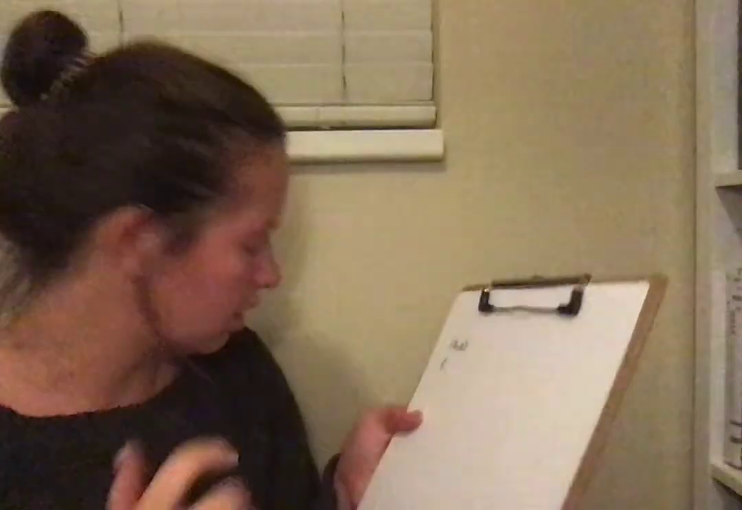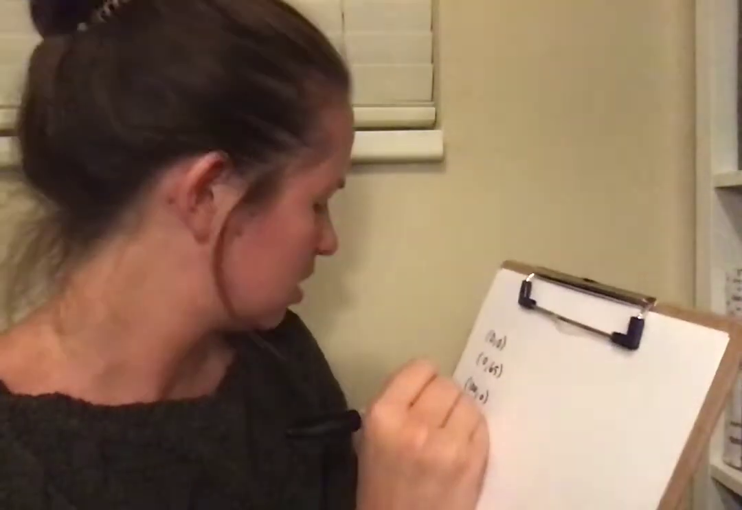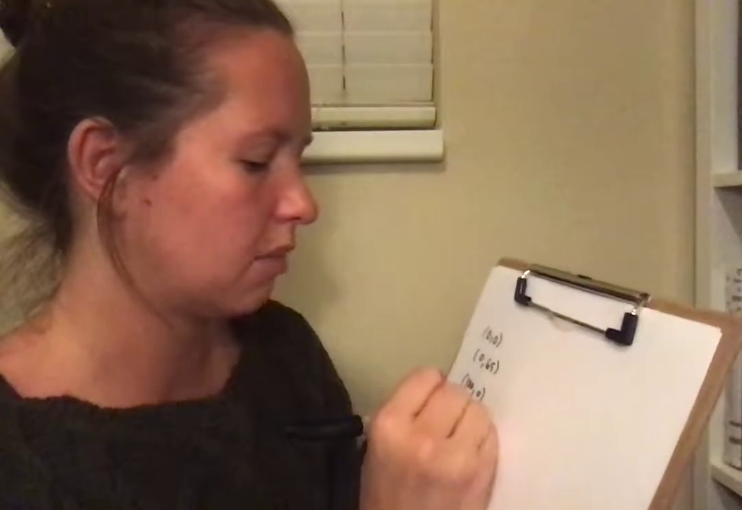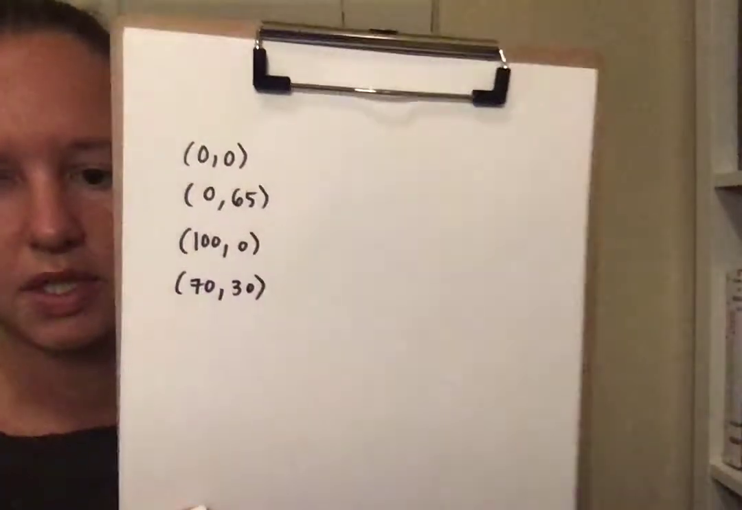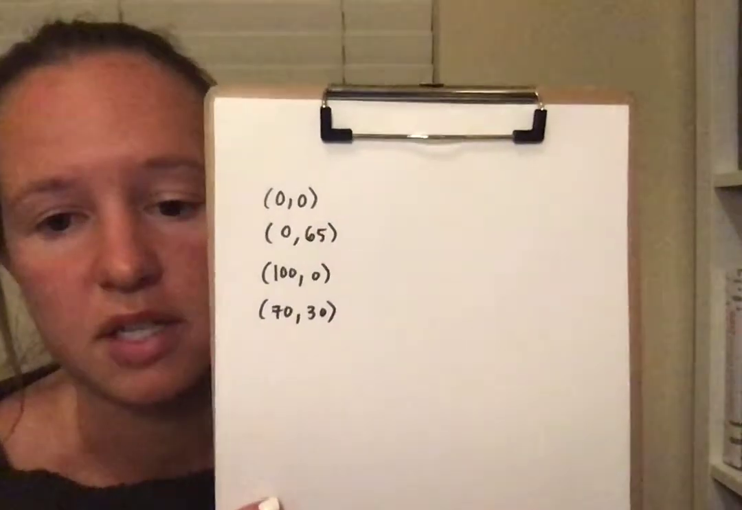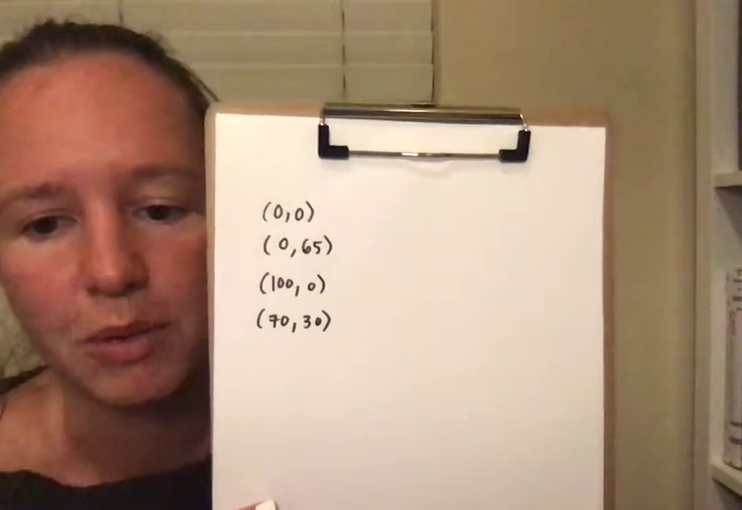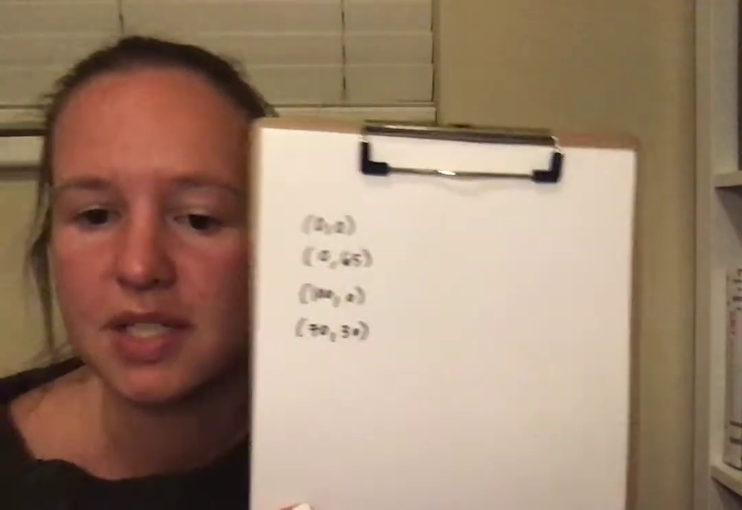Lastly, I want you to just list all these corner points that you just had. So we had (0, 0), (0, 65), (100, 0), and (70, 30). These are our 4 points right here, so these are our corner points. If the maximum exists, which it does, it will be one of these 4 points. So now finally we just have to test it.